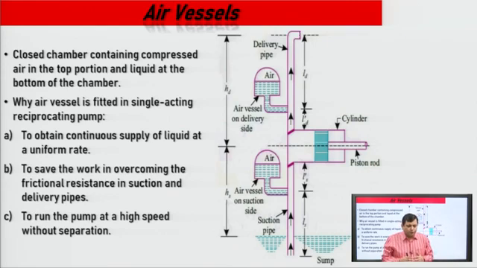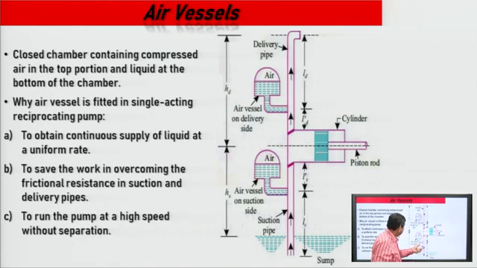Third is to run the pump at a high speed without separation. There is no separation, or we minimize the separation. Before that, we define the maximum speed: the speed where there are fewer chances of separation and less chance of cavitation. So, we see where the pressure is minimal. So, there are 3 main functions of an air vessel.